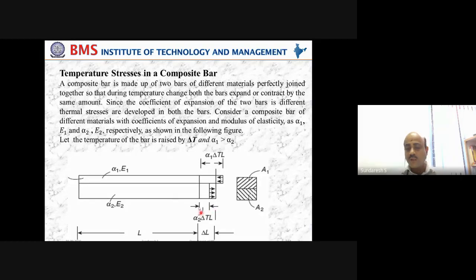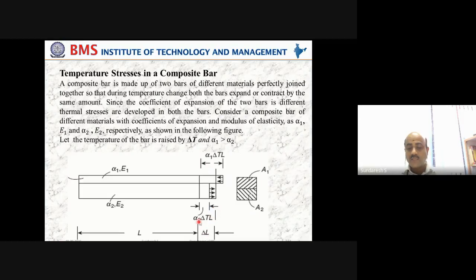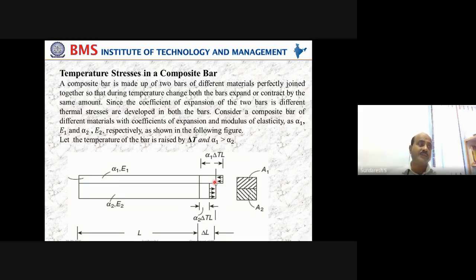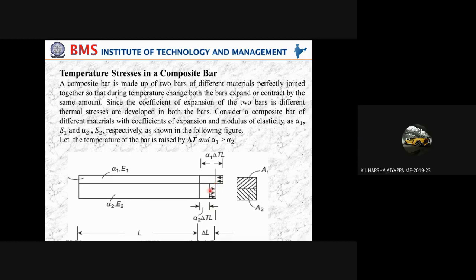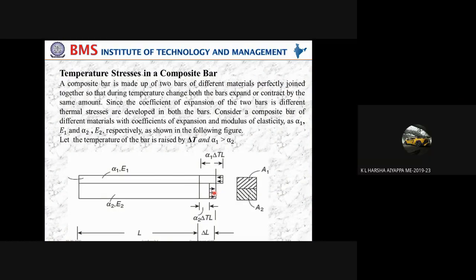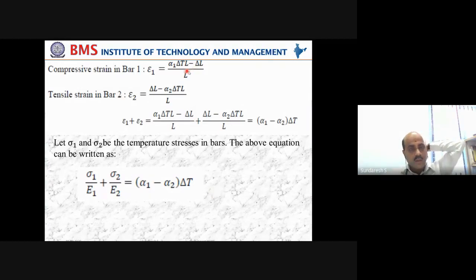Similarly for material 2, just observe here. From here to here is the deformation that material 2 undergoes. It is nothing but delta L minus alpha 2 into delta T into L, because it is subjected to tensile strain. It is stretched and the other is contracted. Look at the arrow directions here. This is tensile and this is compressive. Is it clear? Yes. So this is the expression we have got here.